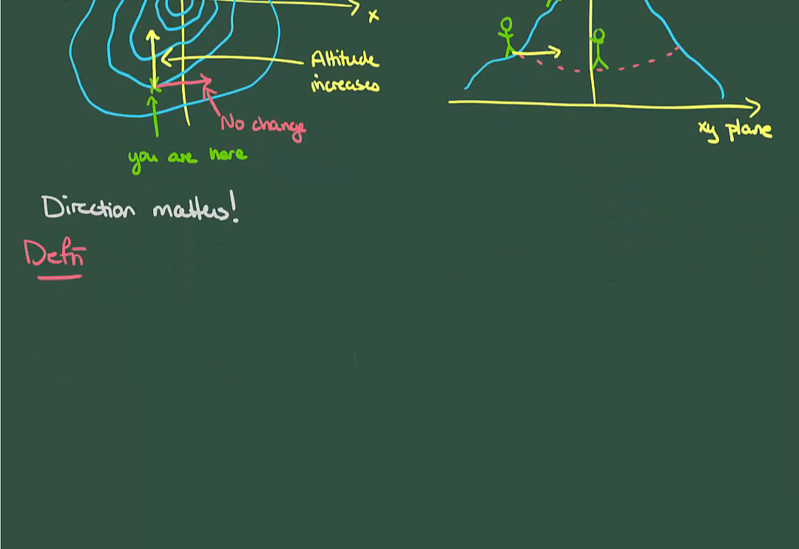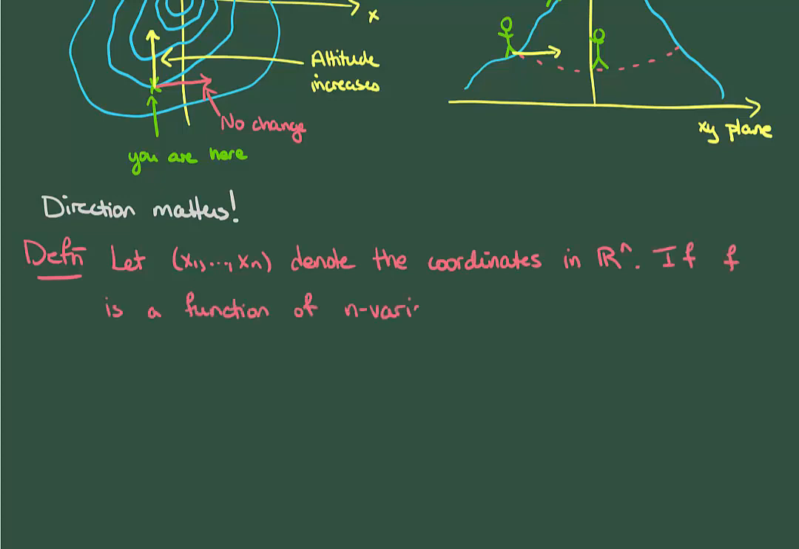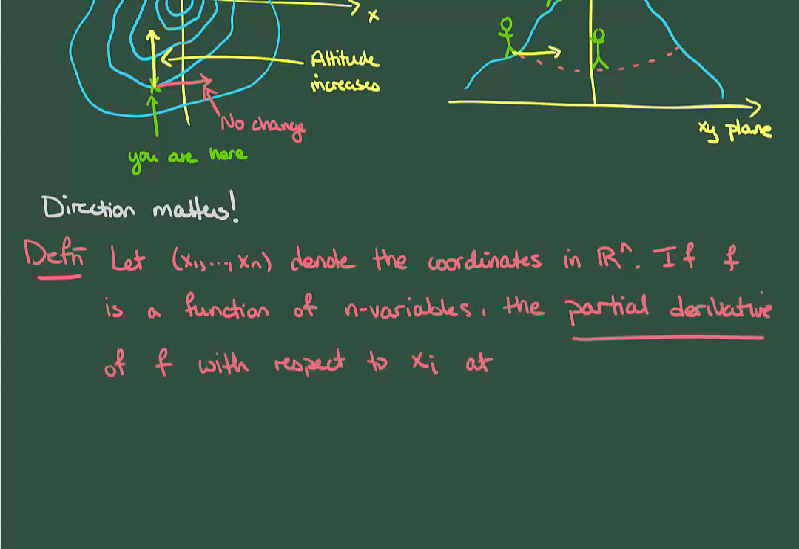For our purposes, we won't be able to describe what happens in both directions simultaneously. So, we're going to content ourselves with describing the derivative in one direction at a time. So, let's take x1 through xn to be our variables in Rn, and f to be a function on those n variables. We'll define the partial derivative of f with respect to xi at the point A as the following limit.